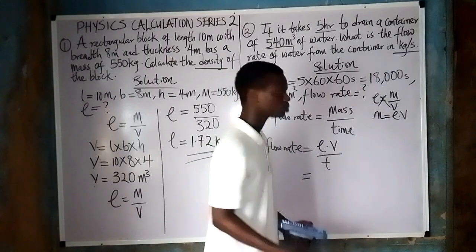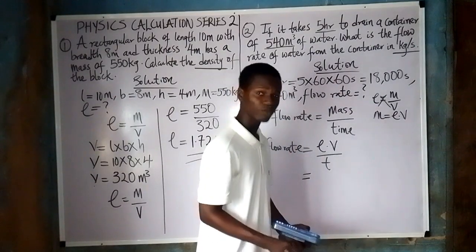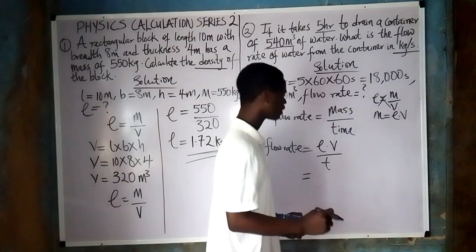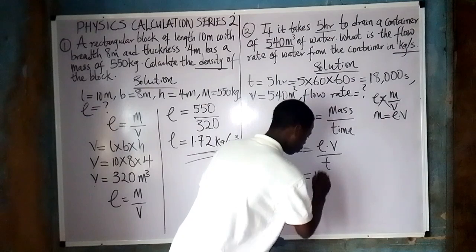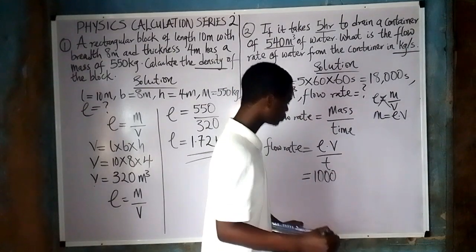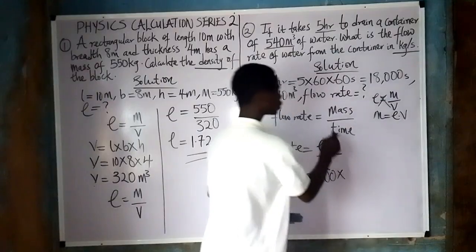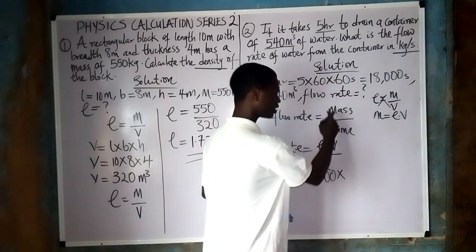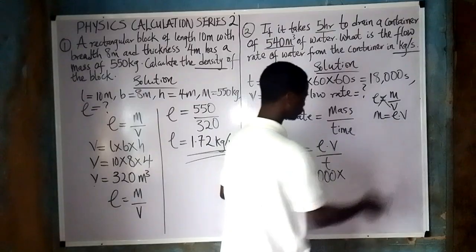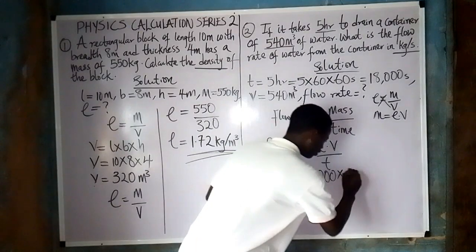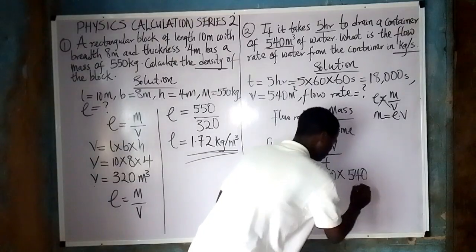Now, that's why it's good. Perhaps in most questions, they would have given you the density of water directly, okay? But if it wasn't given, know that the density of water is exactly 1000 kg per meter cube, okay? Now, I have succeeded in substituting rho times V for mass because they are equivalent based on what we got from here. Now, what is our volume as given? Our volume is what? 540 in meter cube.